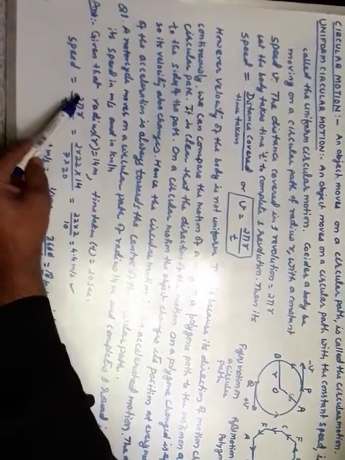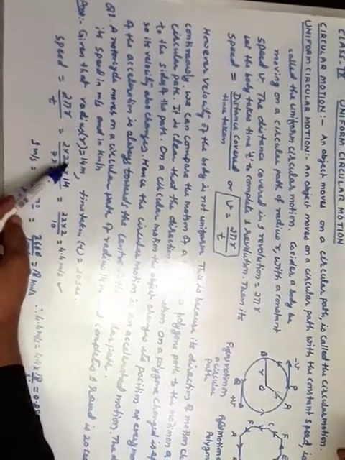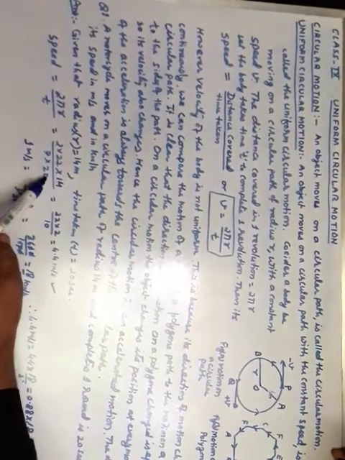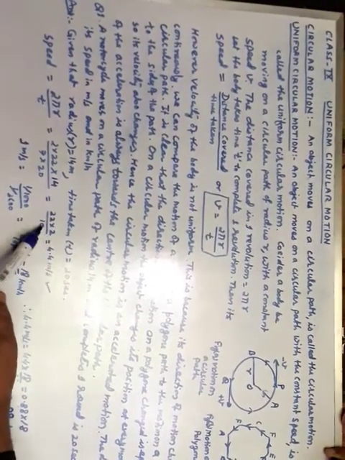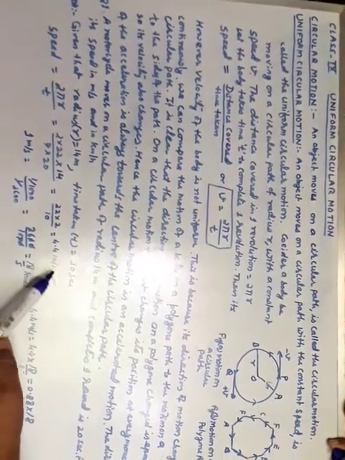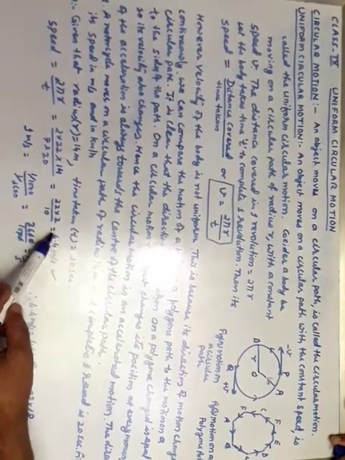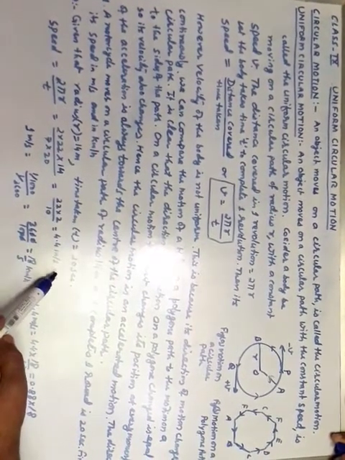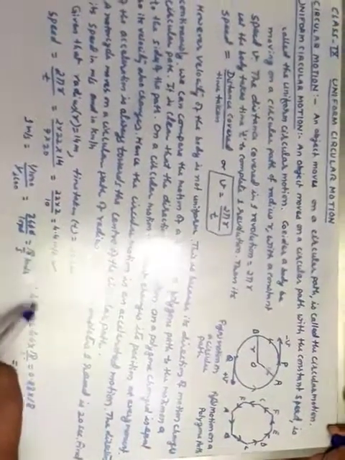So circumference is 2 pi r and time is t. Therefore, 2 into 22 by 7 into 14 by 20. This gives us 22 into 2 by 10, that is equal to 4.4 meter per second. So the object is moving on the circular path with a constant speed of 4.4 meter per second. Now change this speed into kilometer per hour.